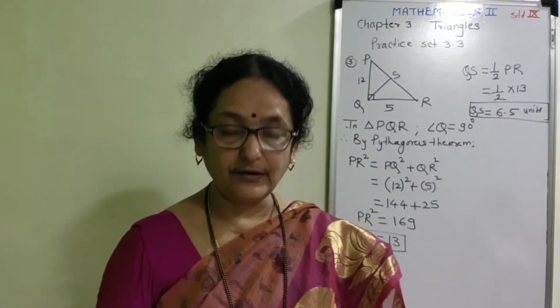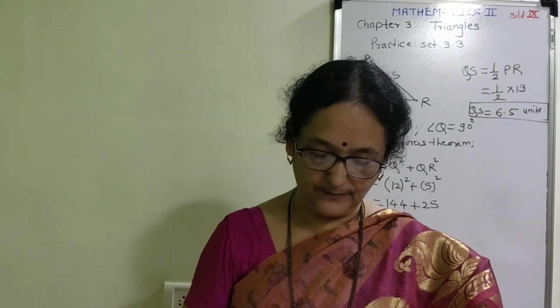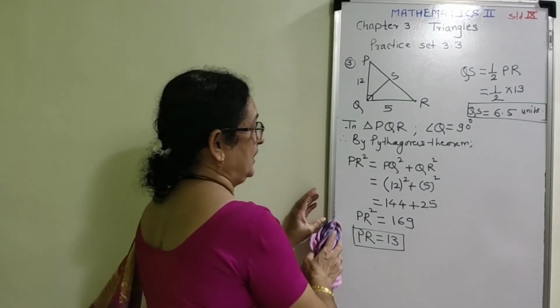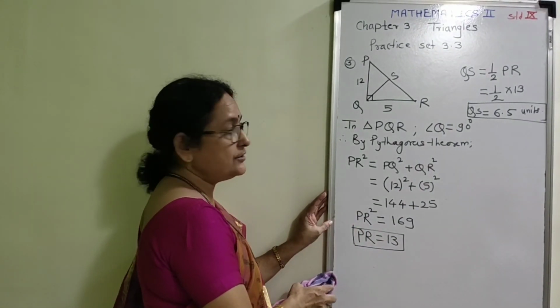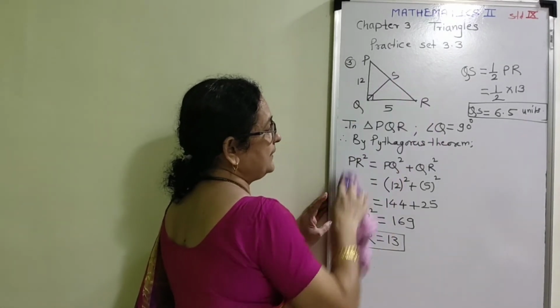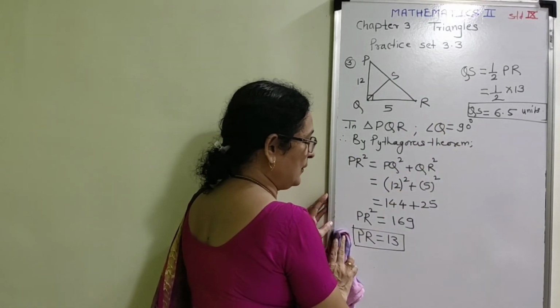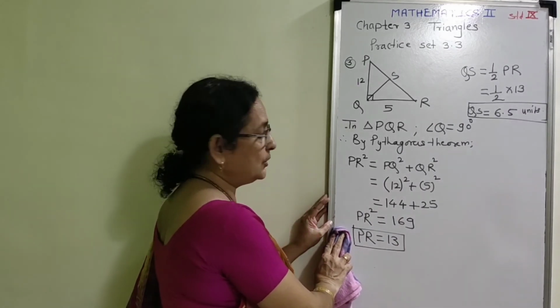Now we will complete our example number 4 also. This example is also very important. Here you are going to find out first of all the length of the hypotenuse and then take half of it and find out the length of the median.